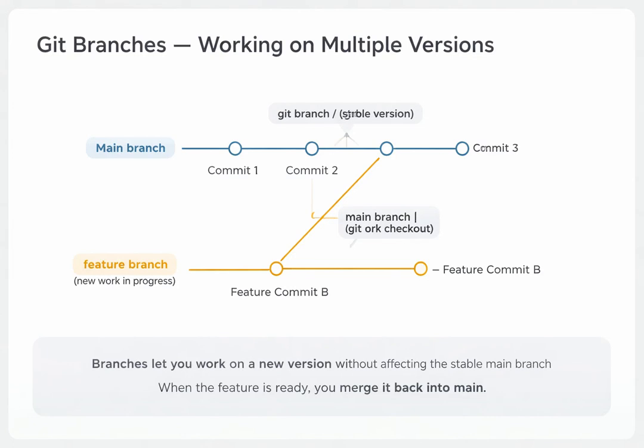The instructor wraps up by introducing the concept of branches, and this is where Git becomes truly powerful for team collaboration. A branch is essentially a separate version of your project where you can work on new features without touching the stable main version. Think of it like a parallel timeline. Your main branch stays clean and stable, while you create a feature branch to experiment or build something new. Once the feature is complete and tested, you merge it back into the main branch. This is how professional development teams work. Multiple developers work on different branches simultaneously, each on their own feature, without stepping on each other's code. Branches are the next major concept to explore as you continue your Git journey.